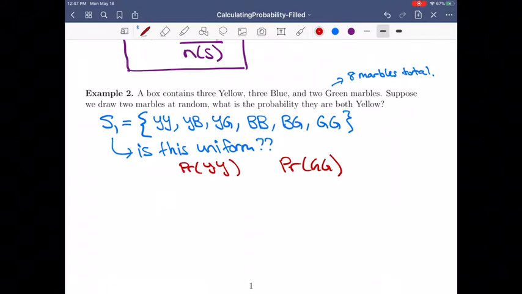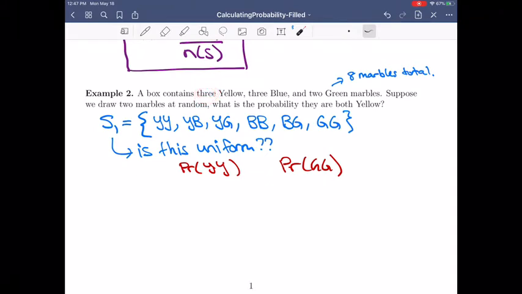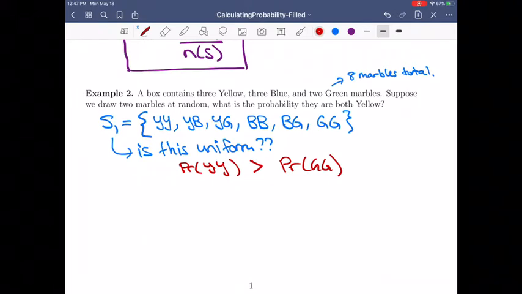Okay, so now we have 8 marbles total. 3 of them are yellow, 2 of them are green. So in order for green, green to happen, I need to grab 2 specific marbles. But in order for yellow, yellow to happen, I need to grab 2 of 3 of the marbles. So there's options. I can get yellow marbles in multiple ways because there's 3 to pick from and I only need 2. So with that argument, we're probably comfortable saying that the probability of yellow, yellow should be bigger than the probability of green, green. But these are 2 different outcomes in our sample space. Because they have different probabilities, this is enough to say S1 is not uniform.